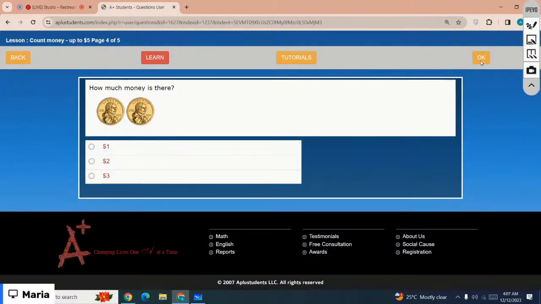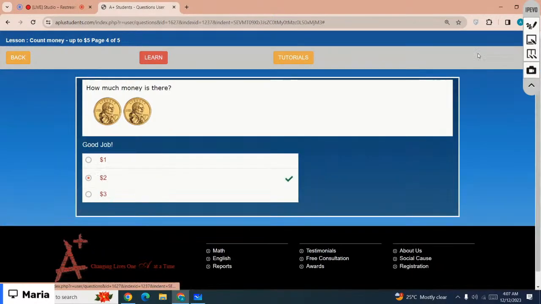Okay, the next one is how much money is there, which is the correct option. This is very easy. Which option is the correct one? That is two. Both the coins are the dollar coins, so the correct option is $2.